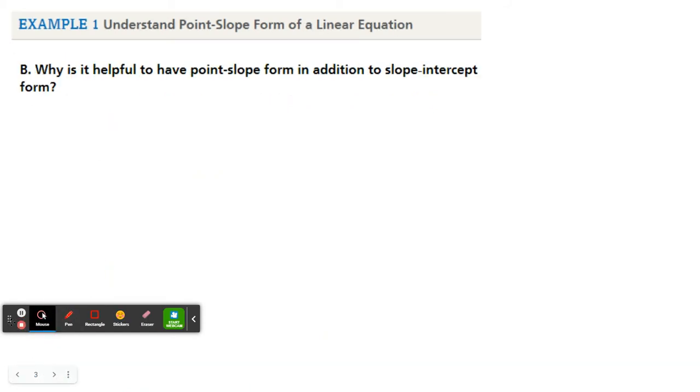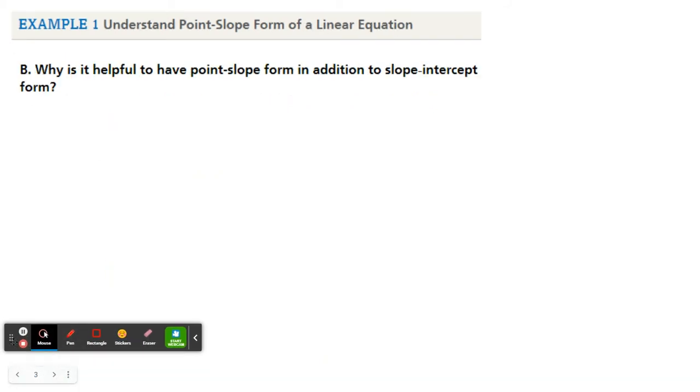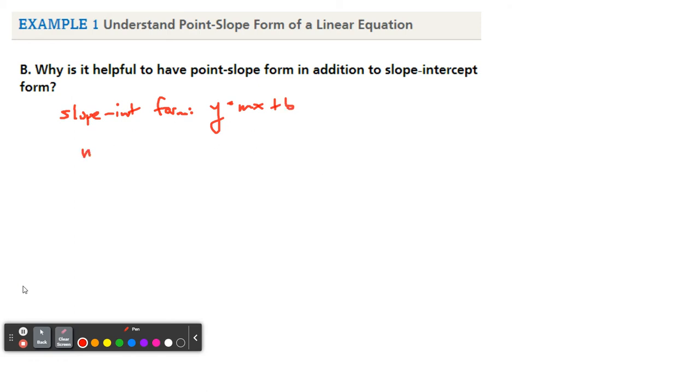All right, so let's take a look here. It says, why is it helpful to have point-slope form in addition to slope-intercept form? So again, let's talk about the differences real fast. If we recall what slope-intercept form was, it's y equals mx plus b. If you recall, for this, you need the slope, which was m, and the y-intercept. And the y-intercept was at the point 0, b, right? That's where that b came from.